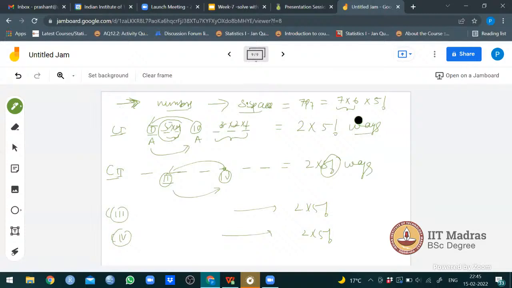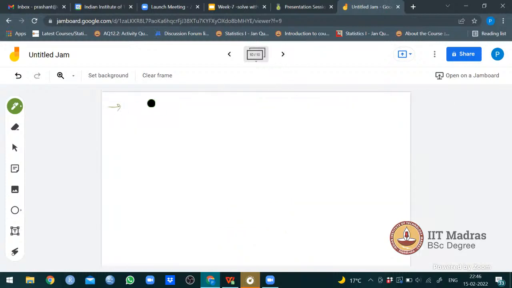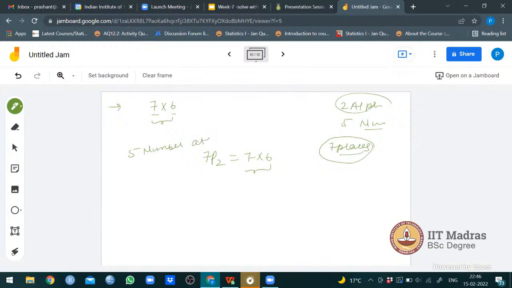Can you please repeat this? See, your sample space for 2 alphabets will be 7 into 6. This 7 into 6 means, because you have 2 alphabets and 5 numerics, you have a total of 7 places. To arrange 2 alphabets at these 7 places, you can do 7P2, that means 7 into 6. Basically, we are first placing the alphabets and then placing the numbers. And the remaining 5 numbers can be placed at the 5 places in 5 factorial ways. This is the sample space.